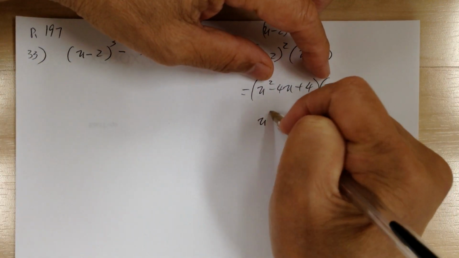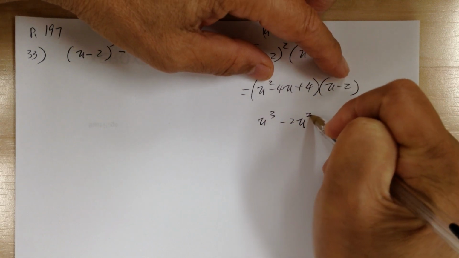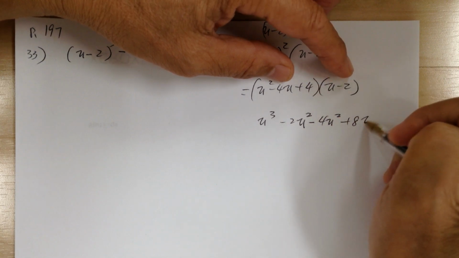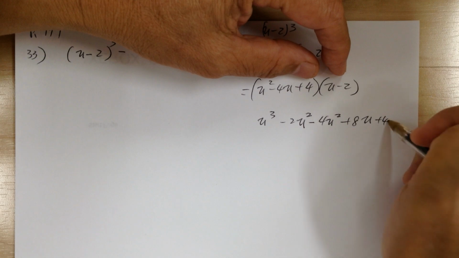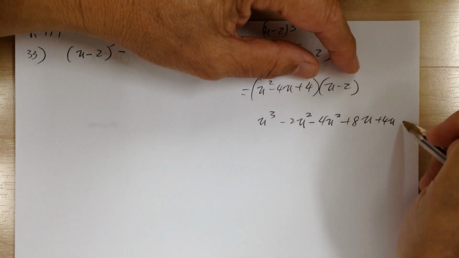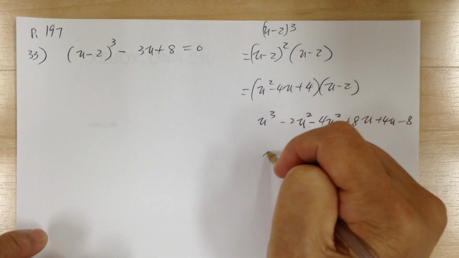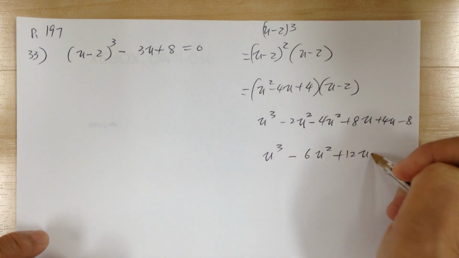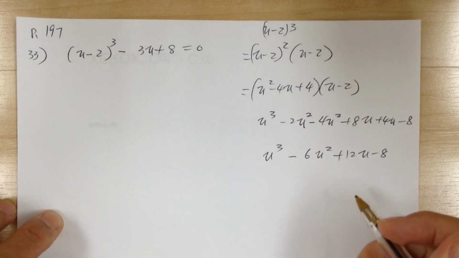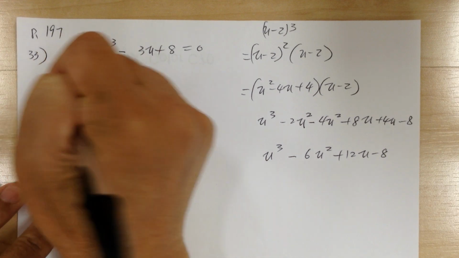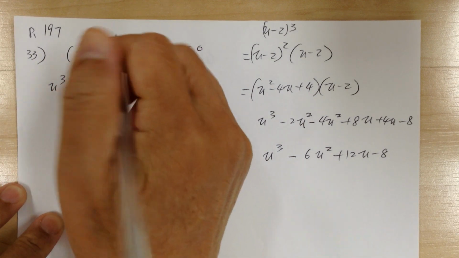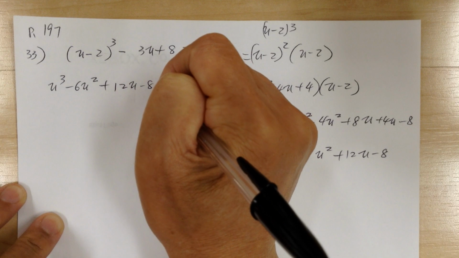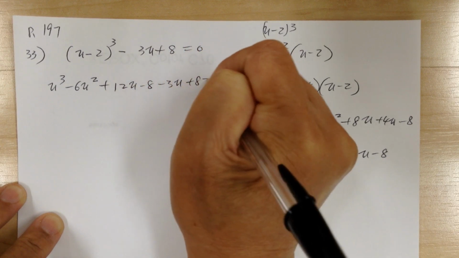And so when you multiply, you're going to get u cubed minus 2u squared minus 4u squared plus 8u, and then over here plus 4u and minus 8. Okay, so you're going to get u to the 3 minus 6u squared plus 12u minus 8. Okay, so now bring it back up here. So you got u to the 3 minus 6u squared plus 12u minus 8. Then you got minus 3u plus 8 equal to 0.